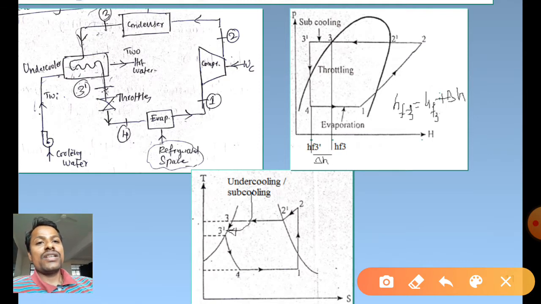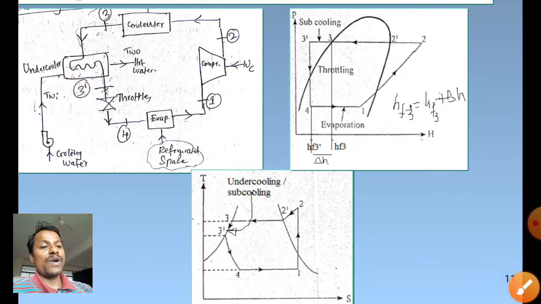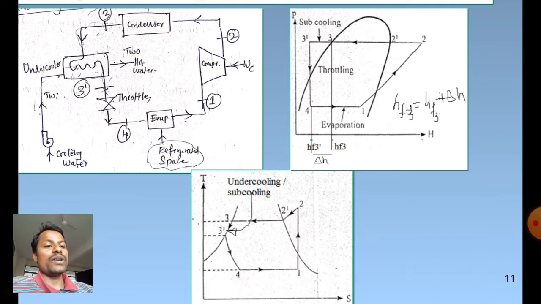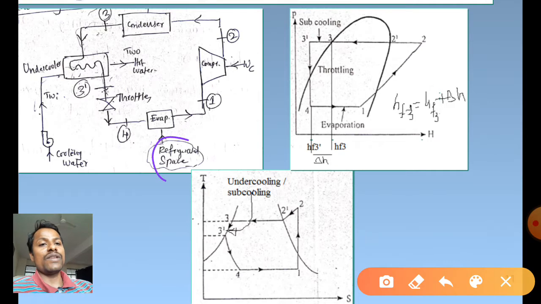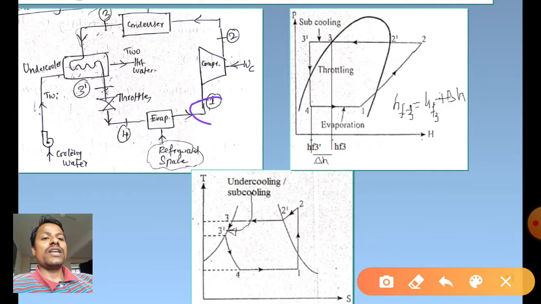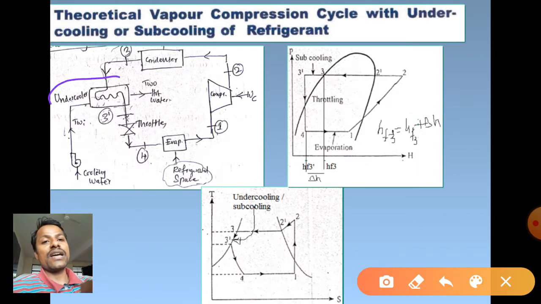From 3 dash it enters the throttle valve, where it undergoes expansion, entropy increases, temperature decreases. This is the 3 to 4 throttling process. From 4 it enters the evaporator, so 4 to 1, wherein it absorbs heat energy from the refrigerated space. Then it comes out at state 1. Thus the cycle continues. This is called the vapour compression cycle with undercooling. Just observe in the schematic diagram, this is the undercooler.